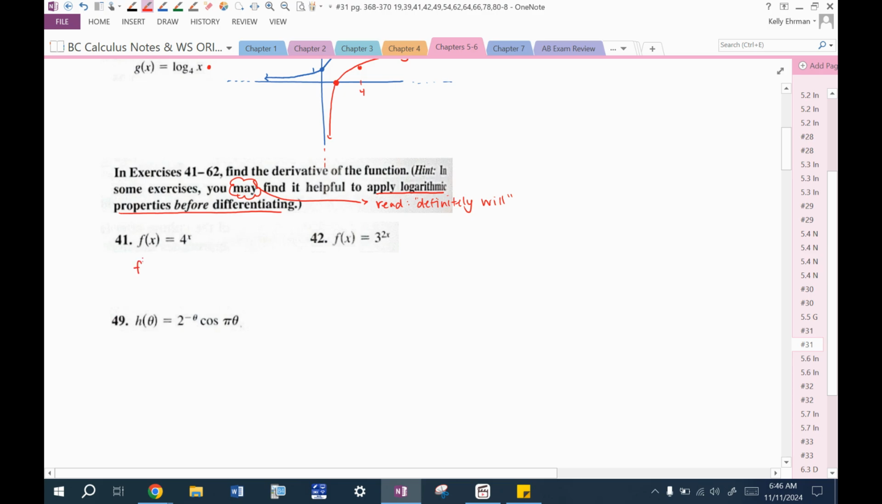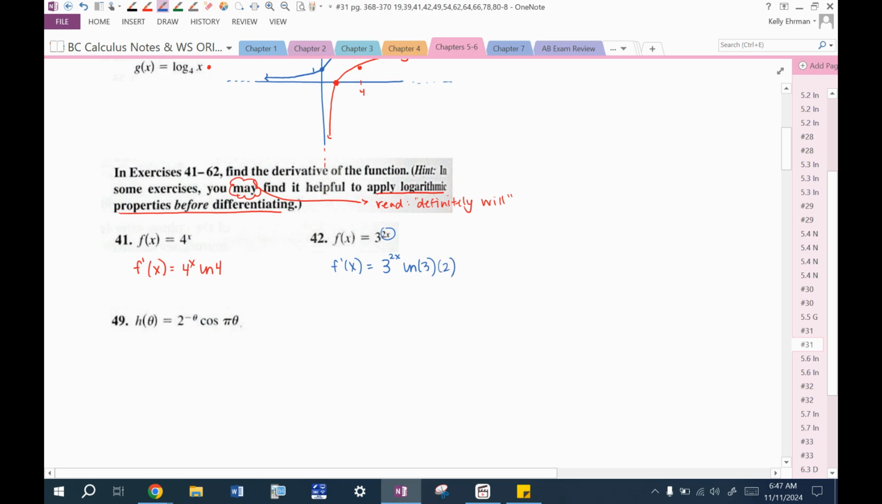So the derivative of a general exponential is the general exponential multiplied by the natural log of that base. So 4 to the x times natural log of 4. If there is a u, make sure that you chain rule. So f prime of x, the derivative of 3 to the u is 3 to the u times the natural log of the base times the derivative of u, which is 2.